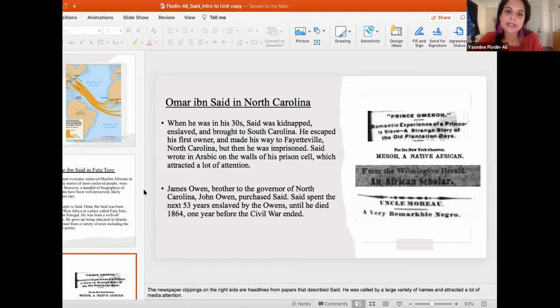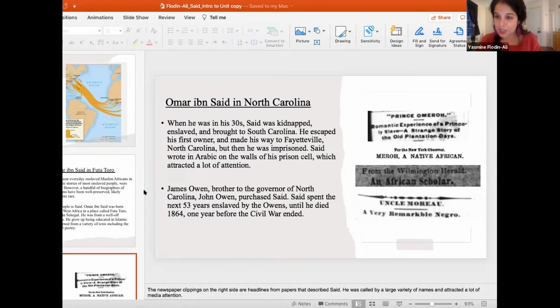So when he was in his 30s, Said was kidnapped, enslaved, and brought to South Carolina. He escaped his first owner and made his way to Fayetteville, North Carolina, so not too far from where I am right now in Chapel Hill. And he was imprisoned. And then he wrote in Arabic on the walls of his prison cell, which attracted a lot of attention. People in the town thought that the writing was really beautiful. They wanted to know more about it.